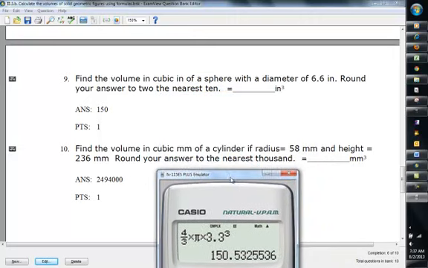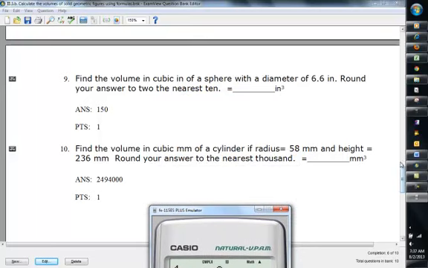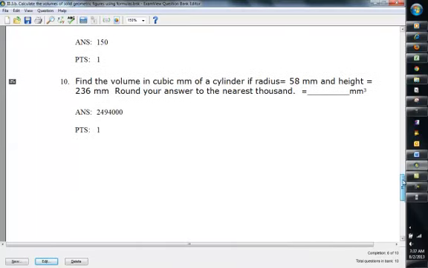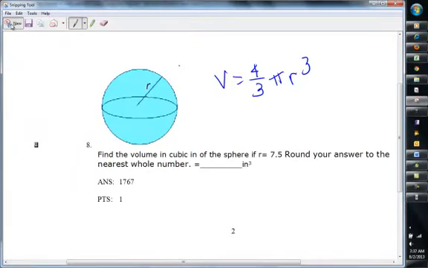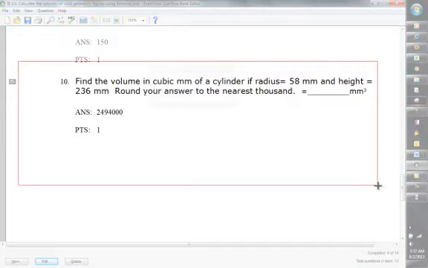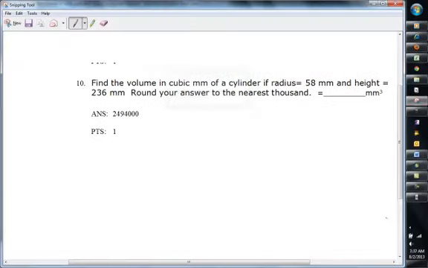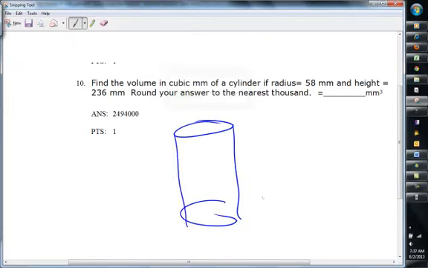Next one. Find the volume of a cylinder. Okay. So you've got a cylinder. It's got a top and a bottom. The volume is the base times the height. So what is the area of the base? Well, that's pi r squared.